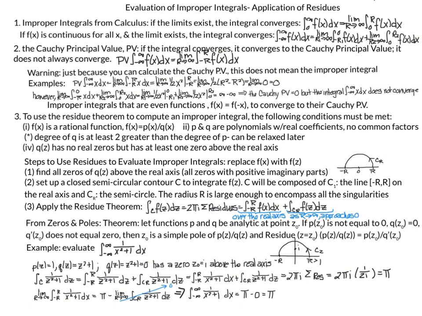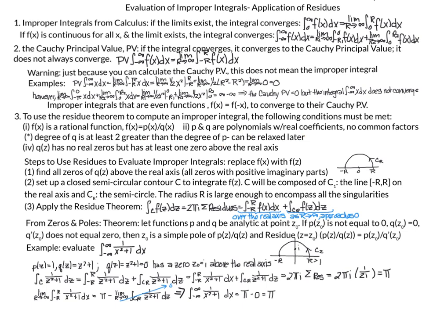Before we do this, we have to have the following conditions met. First, our function f of x, and it's important that you notice this is not a z, which would suggest complex numbers, but an x, meant to suggest this is a function of a real variable x. So f of x is a rational function. f of x is equal to p of x over q of x. Second, p and q have real coefficients and no common factors. Third, the degree of q is at least 2 greater than the degree of p, but this can be relaxed later.